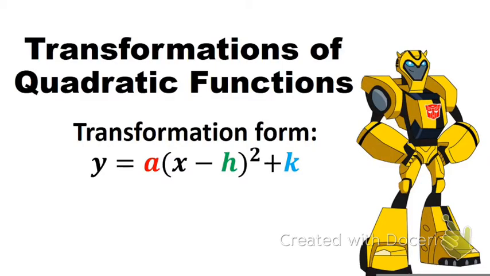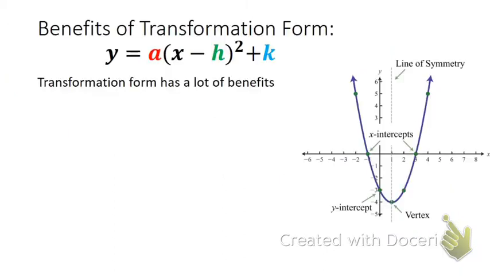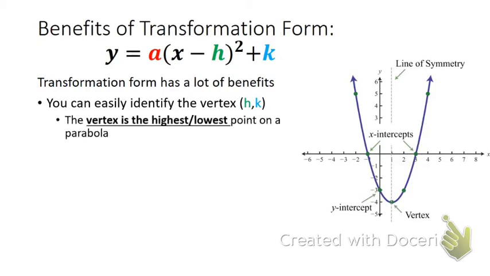Today we're going to discuss transformations of quadratic functions. Transformation form is also known as vertex form. Transformation form has several benefits. The first one is that you can easily identify the vertex, which is an ordered pair located at (h, k). The vertex is the highest or lowest point on a parabola.